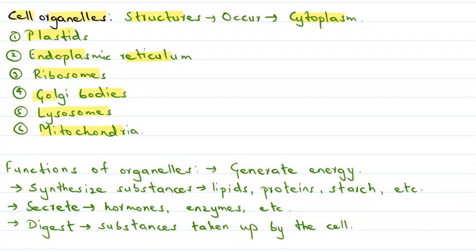Then we also discussed the functions of these cell organelles. They help in generation of energy. They help in the synthesis of substances like lipids, proteins, starch, etc. They help in the secretion of cell products like hormones and enzymes. And they help in the digestion of substances that are taken up by our cell. So these are some of the major functions performed by the cell organelles.